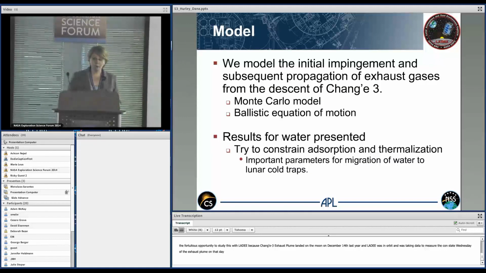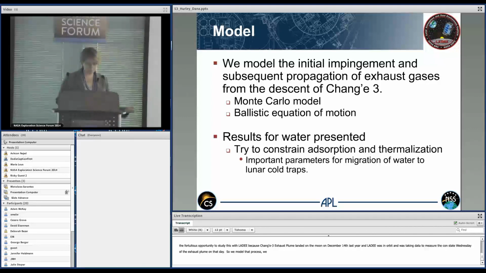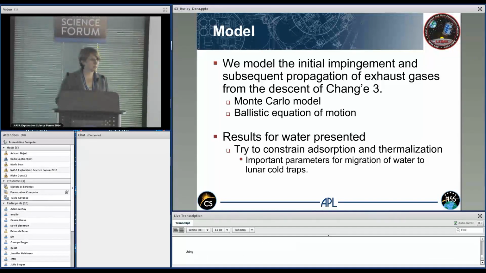So we model that process. We model the initial impingement of the exhaust plumes on the surface and then the subsequent propagation. And today I'm going to present results from water. And using the model and changing parameters in the model, we're trying to constrain how water adsorbs to the surface of the moon and how it thermally accommodates. And these are really important parameters to understand for water migration on the moon and how that may contribute to water in the permanently shadowed regions.